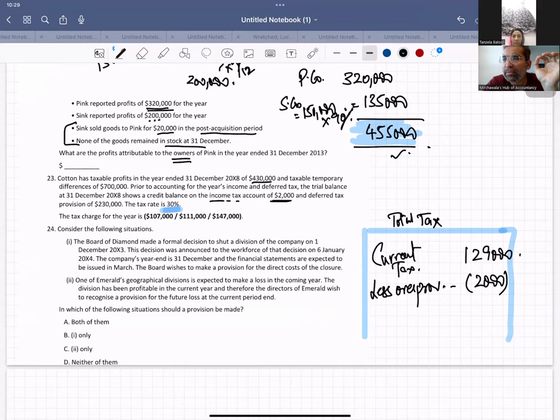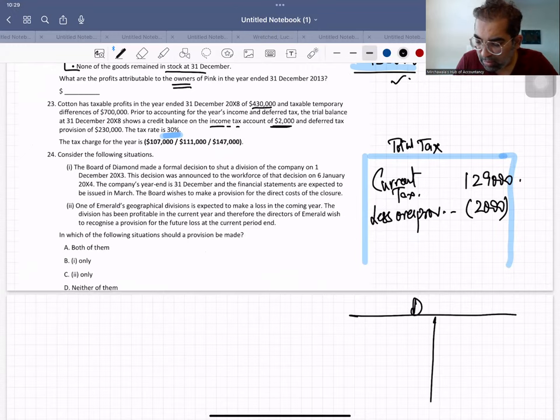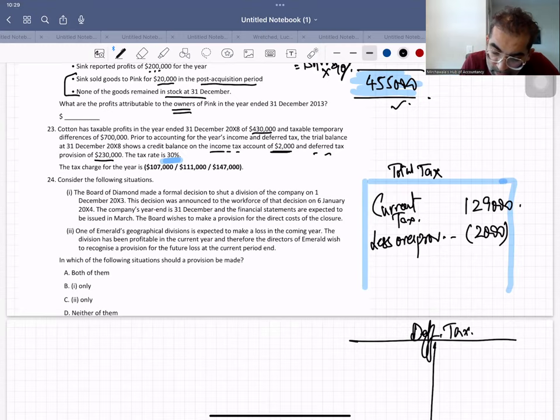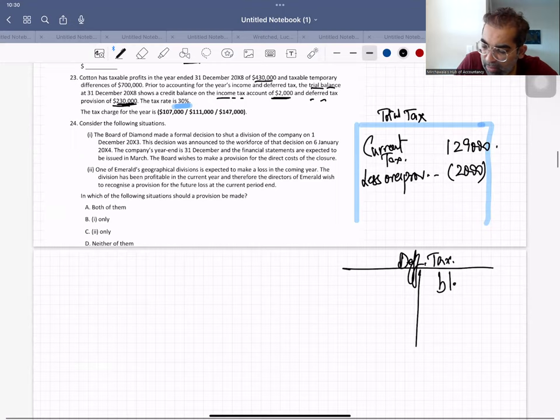Now let's come to the deferred tax. Hope you remember we used to make this deferred tax account. Now let me explain. Listen, see in the trial balance, this is the trial balance. Let me enlarge. What is the opening deferred tax liability? In the trial balance, the opening deferred tax liability is 230,000.